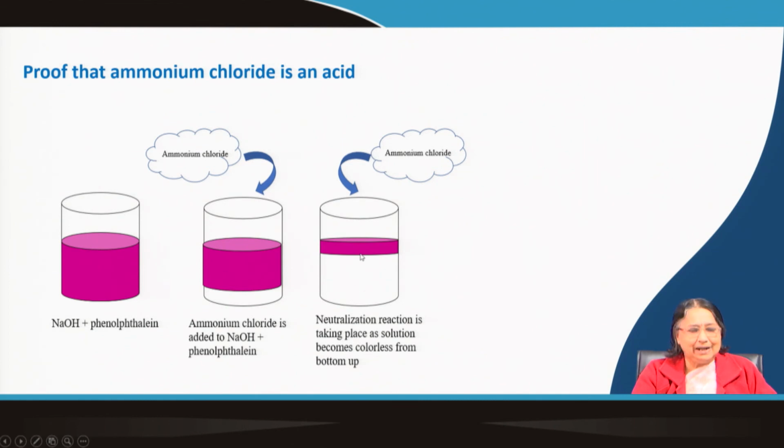Okay. And then finally, that final solution I have not shown, but it will be colorless obviously. That is because of the hydrolysis. Okay. Ammonium chloride, when it is hydrolyzed, will produce what? Ammonium hydroxide and HCl. HCl is stronger, that is why ultimately it will neutralize the solution. Okay. This is a very interesting experiment that you can also do. Okay. Thank you so much.